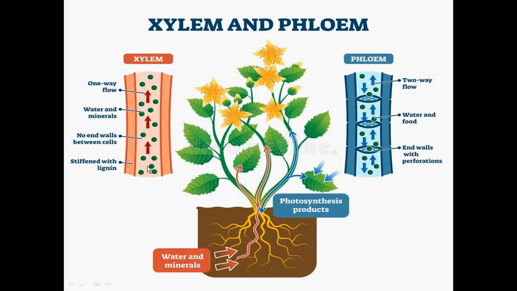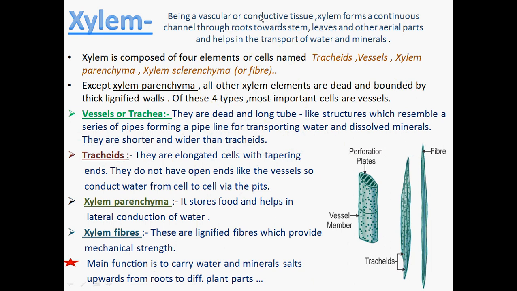This is the way water and mineral transport takes place, because the xylem consists of long tubes in the form of cells like vessels, tracheids, fibers, or xylem sclerenchyma. So in this way, students, xylem forms a continuous channel through roots towards the stem, leaves, and the aerial parts, and helps in the transport of water and minerals, as I told you just now in the figure.